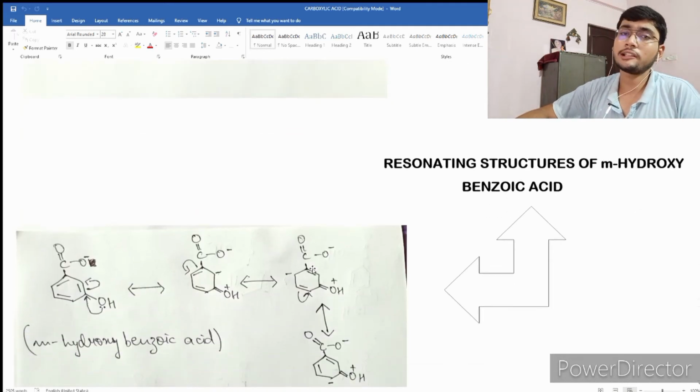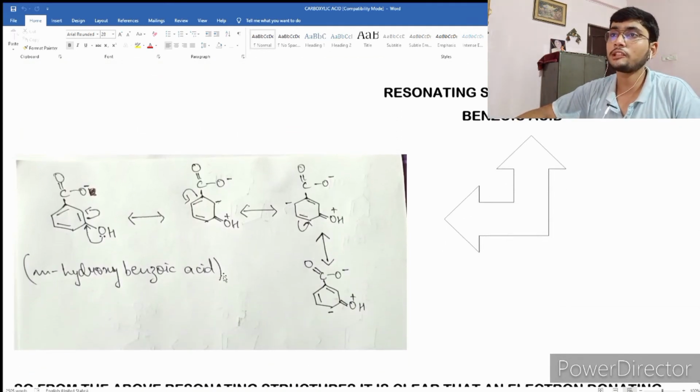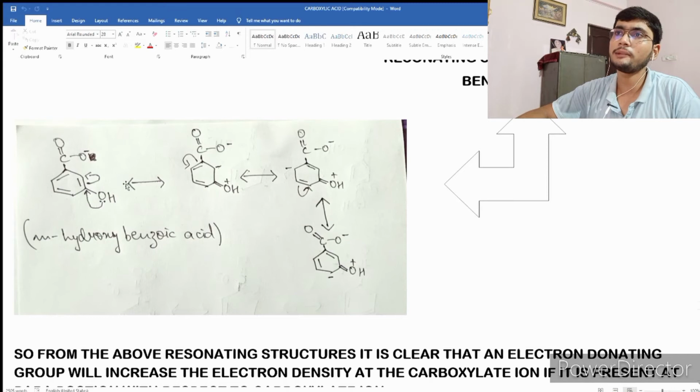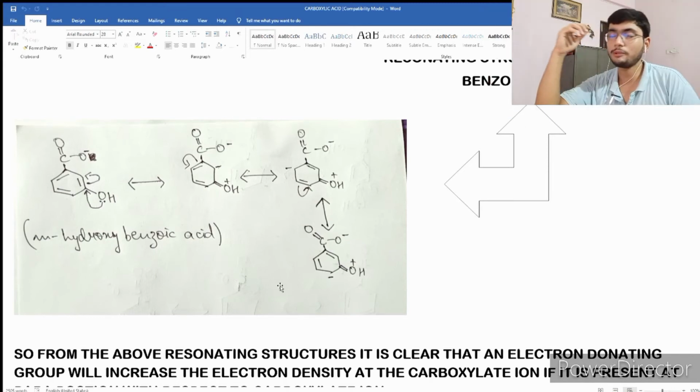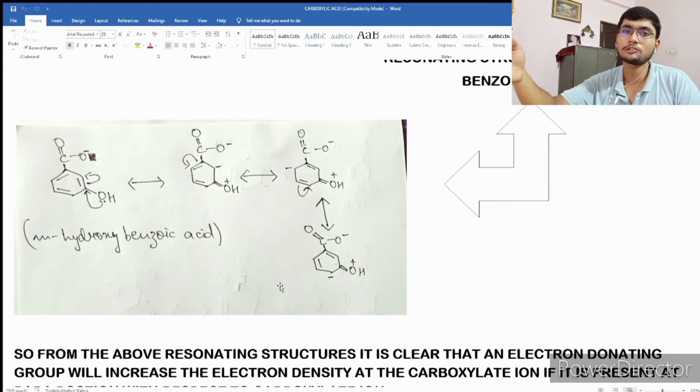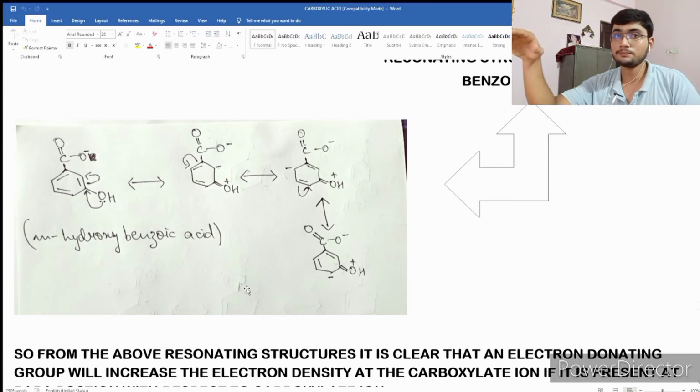Now let us see the resonating structure of meta hydroxybenzoic acid. So this is meta hydroxybenzoic acid. When we attach the hydroxyl group at the meta position, there will be no such plus R effect shown. This means that the negative charge of the carboxylate ion will not get intensified. On the contrary, the hydroxyl group is a minus I effect group, so it will reduce the intensity of the negative charge.